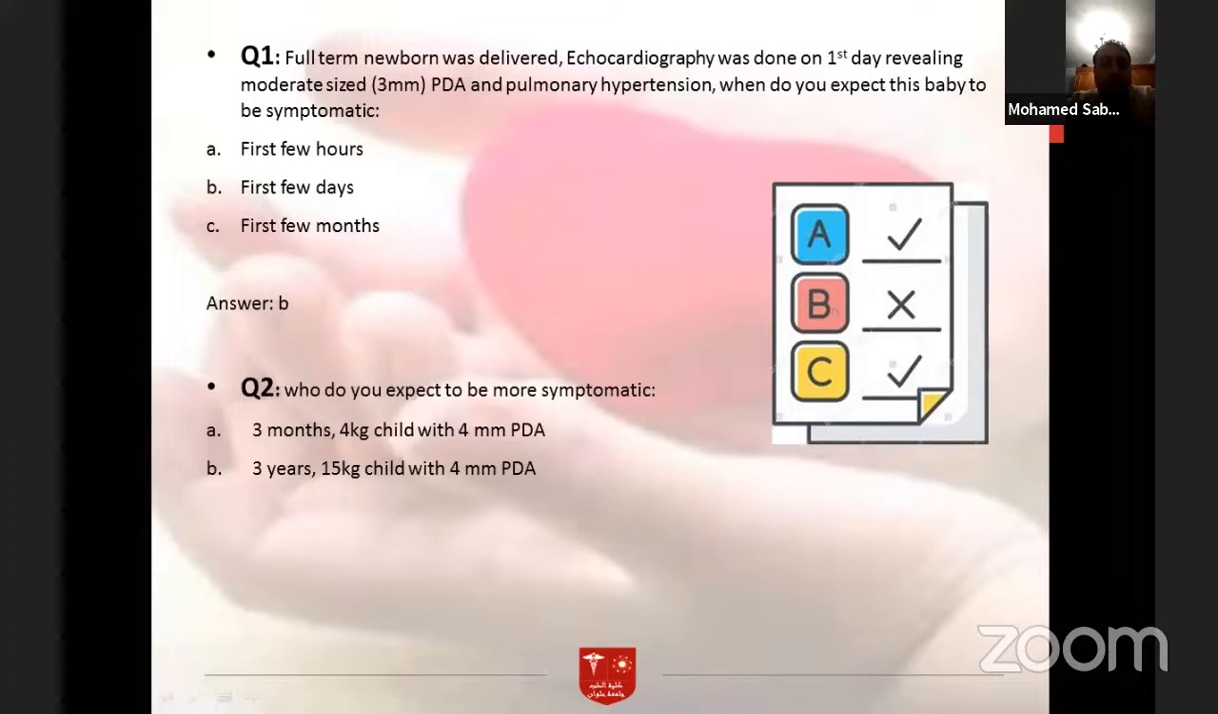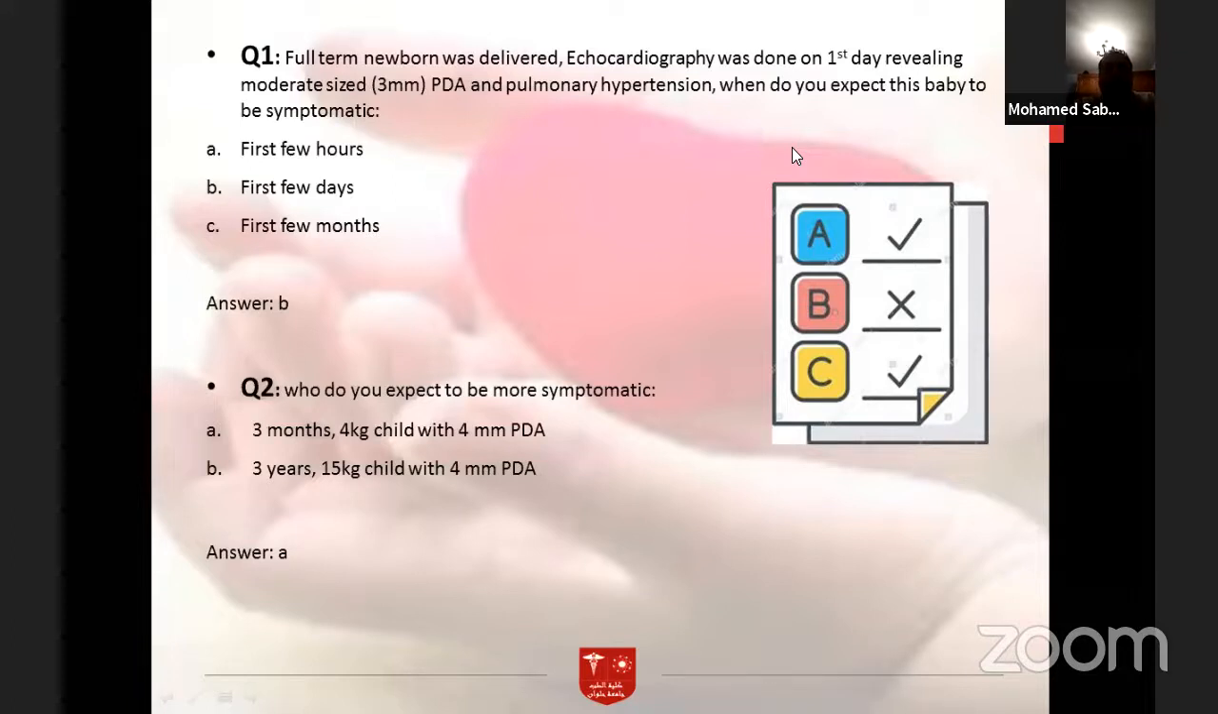So yes, answers are starting to come. Of course, it's A. More symptomatic will be the younger child with smaller weight and smaller body surface area. He will have a greater shunt fraction, a greater left to right shunt, and a greater hemodynamic effect of this PDA. In a 3 month old child, a 4 millimeter PDA is considered to be a large one. Probably he will be presenting with left ventricular dilatation, maybe left ventricular failure, and maybe persistence of pulmonary hypertension. When we talk about a 3 year old child whose weight is 15 kilograms, a 4 millimeter PDA will be a moderate sized one with probably milder hemodynamic effect and milder symptoms.